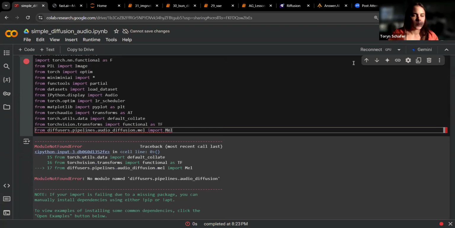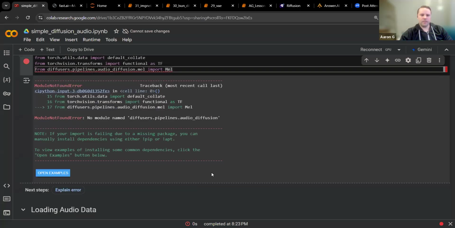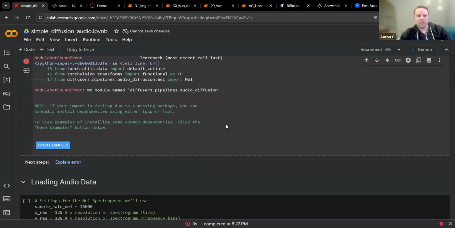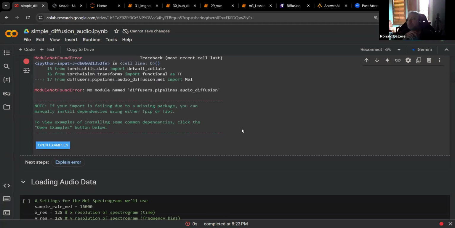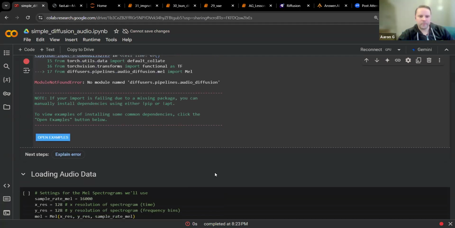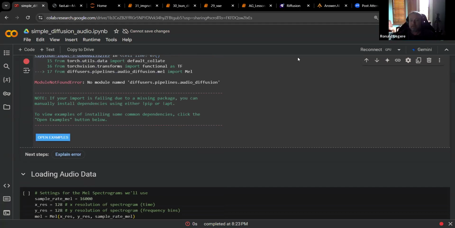But I really like this example. Okay, I'm going to keep going on in this. You just have to change it to from diffusers import Mel. You don't need all that pipeline stuff. Just take out everything and just say from diffusers import Mel, and that's it. Sorry, I've got my dog barking in the background. Ron, if you wouldn't mind posting that in the chat, that would be helpful. Just change that line so it just says from diffusers import Mel instead of all this other stuff.